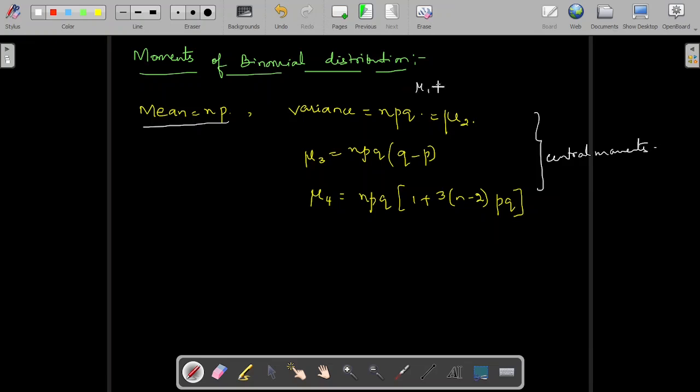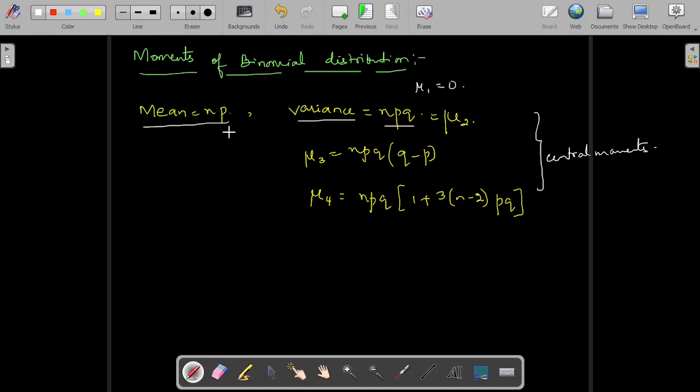First central moment, you know that it is always equal to 0, and the second central moment is the variance. So here variance is given by n into p into q. Third central moment mu3 is given by npq into q minus p. Mu4 is npq into 1 plus 3 into n minus 2 into p into q. The textbook contains everything, the derivation of how you get all these formulas. I just give you the formula for mean and variance, how to find mean and variance under binomial distribution.